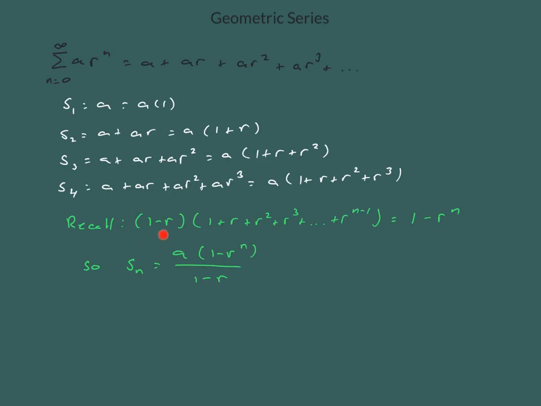If I take 1 minus r times 1 plus r plus r squared plus r cubed all the way down to r to the n minus 1, and multiply that out, distributing the 1, distributing the negative r, and combining all the like terms, I'm going to get 1 minus r to the n. So basically we're multiplying top and bottom by 1 minus r. So I get that the partial sum is a times 1 minus r raised to the n power over 1 minus r.